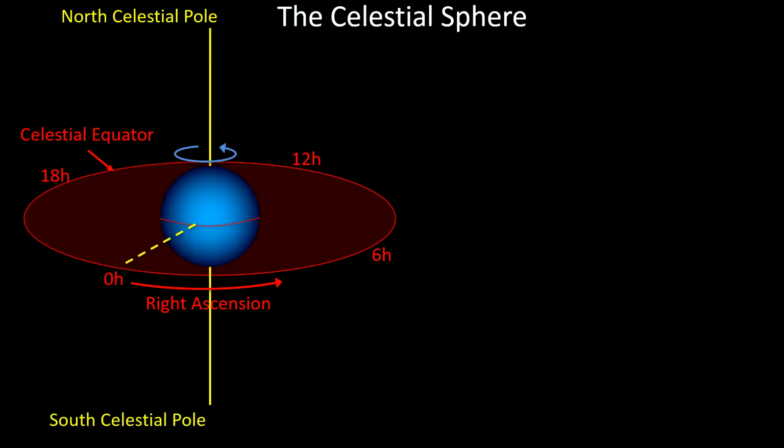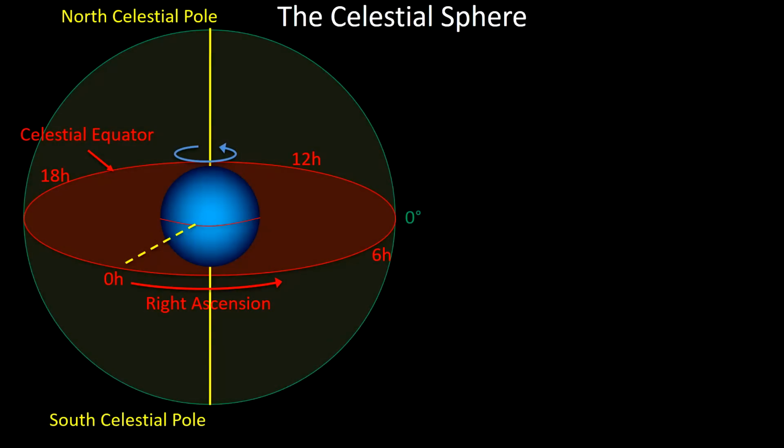So the other coordinate that we need is called declination, and that works by being 0 degrees at the celestial equator, plus 90 at the North Celestial Pole, and minus 90 at the South Celestial Pole. So that gives us our two coordinates for locating a star in the night sky or any other object.